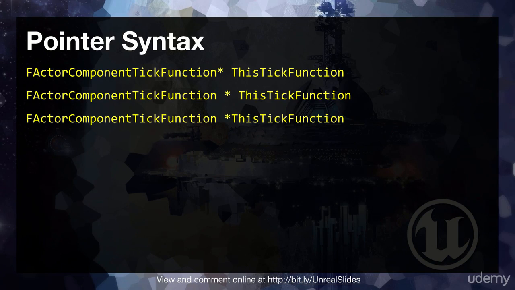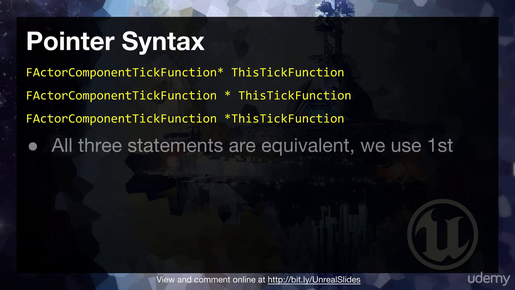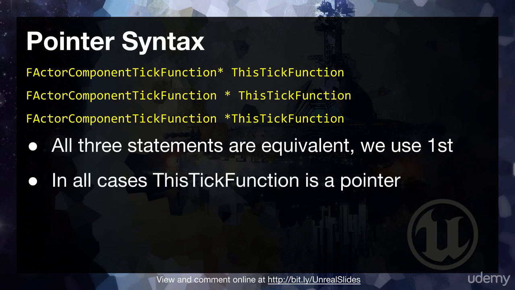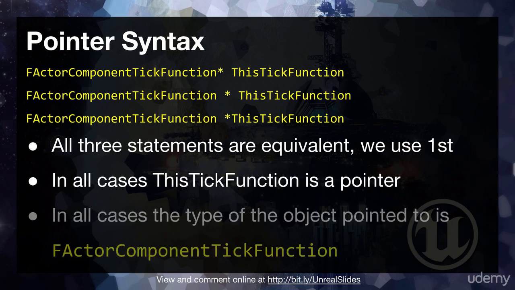Okay, now we're going to go with the first syntax because that's Unreal standard, but you will see all three used. So you have to get used to ignoring where the white space is there and understanding that when those two things are together with a star between them, then the thing on the right is a pointer of type the thing on the left. So all three statements are equivalent. We use the first. In all cases, ThisTickFunction is a pointer, and in all three cases, the type of the object pointed to is the thing on the left.